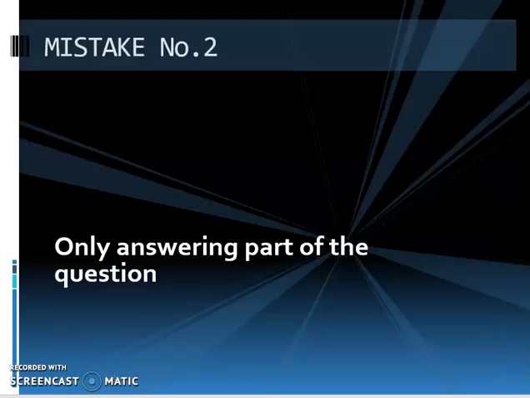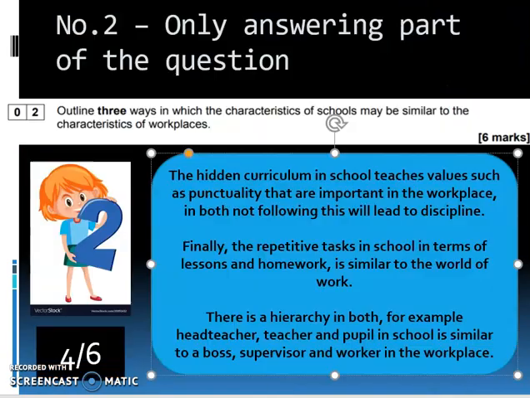Moving over to mistake number 2, this is only answering part of the question. So sometimes the question has 2 parts to it. So to get the second mark, you need to make sure you reference that. So we're going to stick with the 2019 paper and we're going to look at our next example.